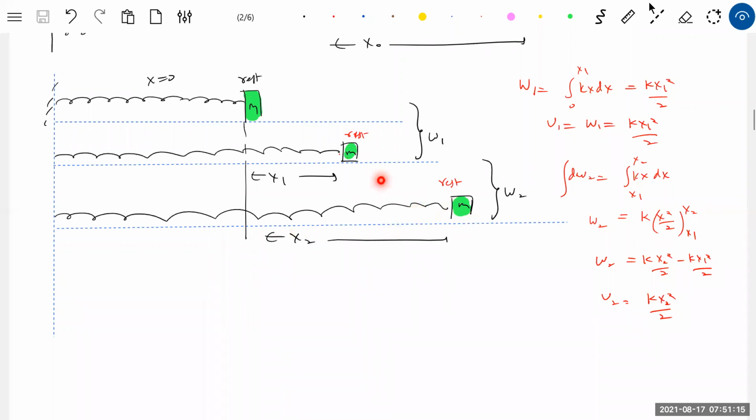So to pull it further, to make the elongation x2, how much have you moved? x2 minus x1. So what is work done by external agent? To further elongate to a distance x2, it should be k x2 square by 2 minus k x1 square by 2. You should not write k (x2 minus x1) whole square. This will be wrong. Most of us will try to think like this. This is wrong.